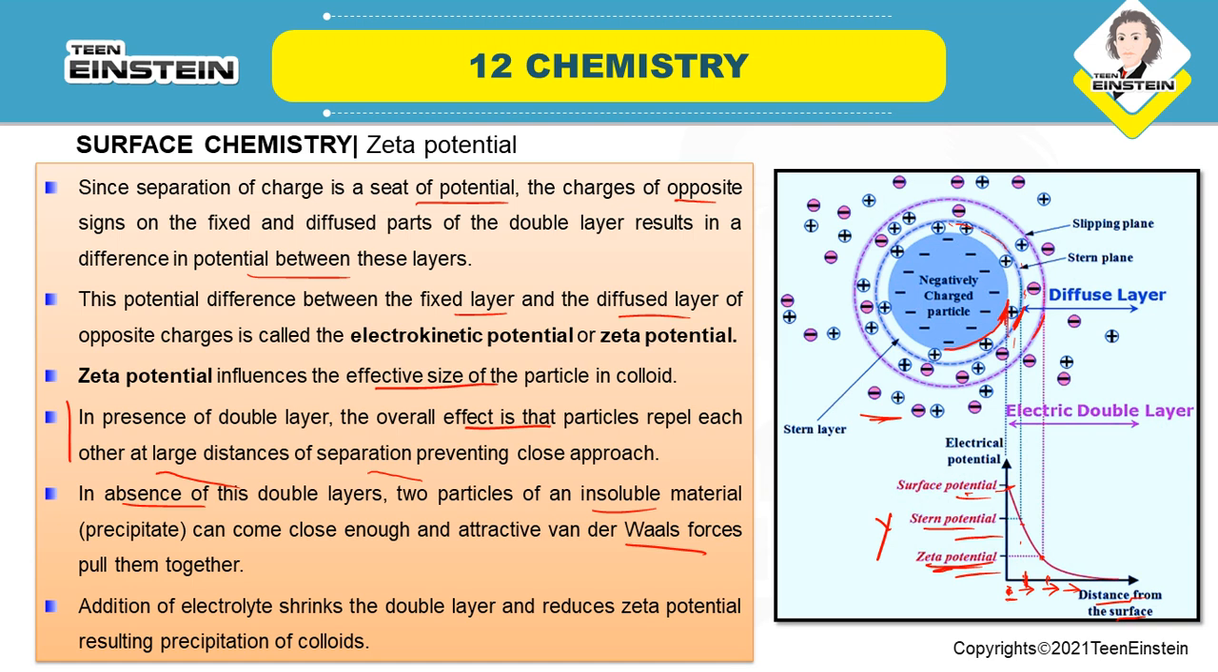So that is the reason when we add excess of electrolyte, it will destroy the double layer, it will reduce the zeta potential, and ultimately the colloid will be unstable and there will be precipitation. That is, it will no longer be called a colloid. Okay, because the dispersion medium and dispersion phase will be separated from each other and there will be precipitation. Fine.